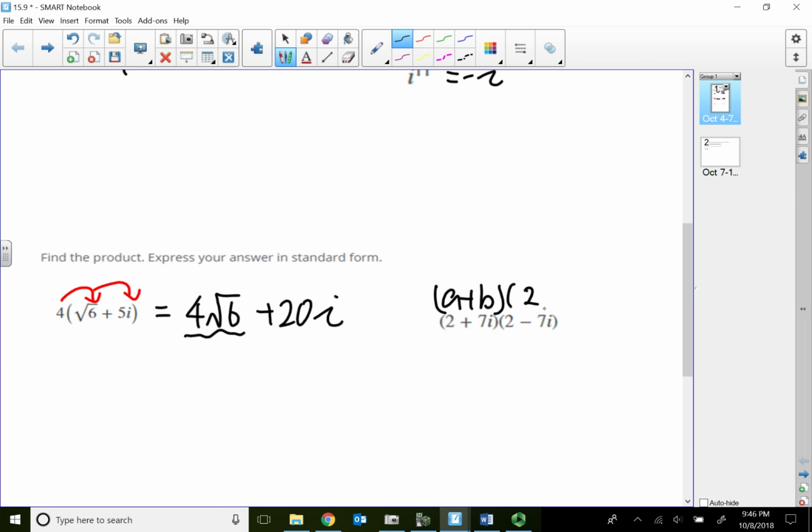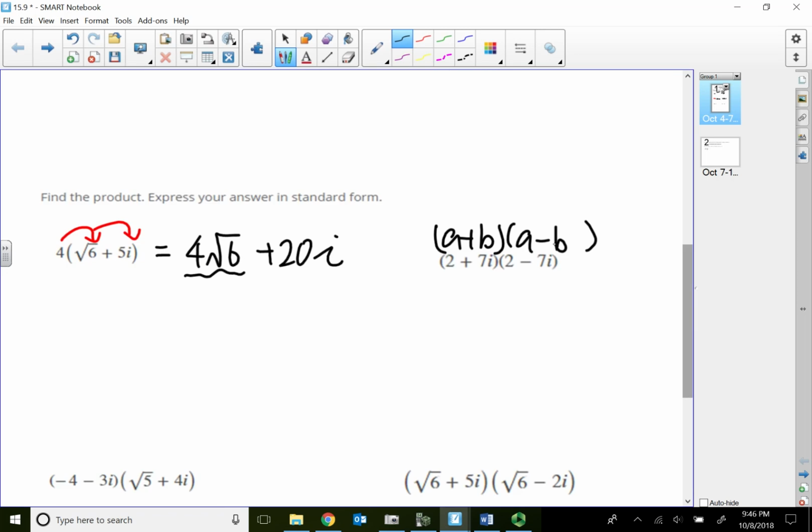And I purposely picked this example here. This is just like how we did the difference of squares before with radicals, because the difference of squares showed us, in the other video, how we get rid of the square root. So this difference of squares here is going to help me cancel out my imaginary numbers.